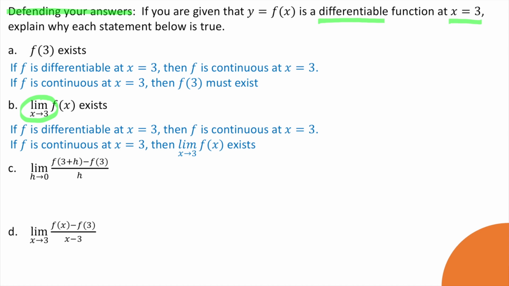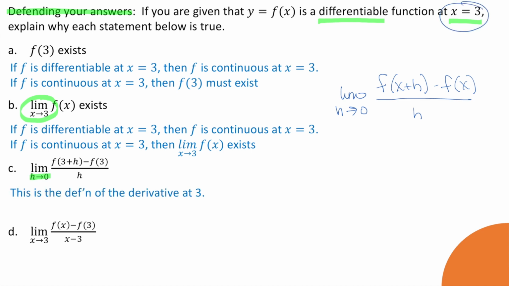Now, part C, what do we do about this one? The key to unlocking this one is as h approaches 0. Think about that. When have we seen that? Oh, the definition of the derivative. f of x plus h minus f of x all over h, and the limit as h approaches 0, and this time x is 3. So that's just the definition of the derivative at 3. And they told us it's differentiable, so we're good there.